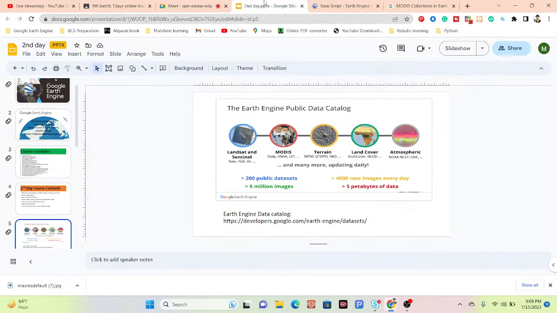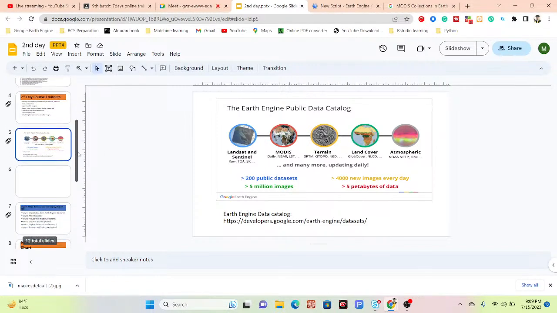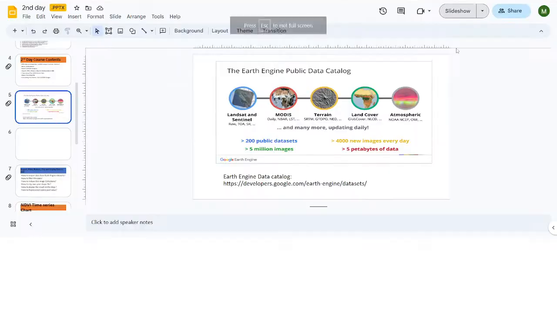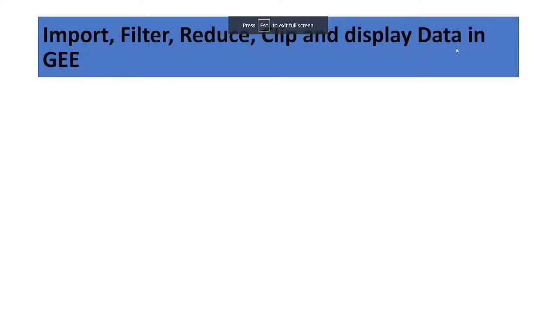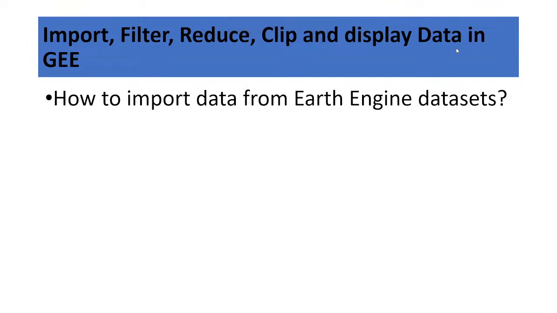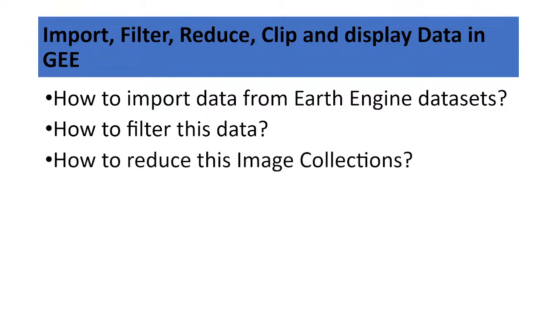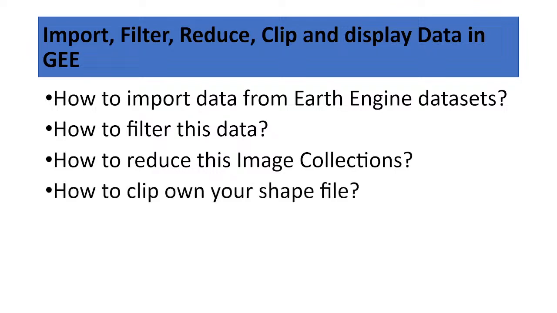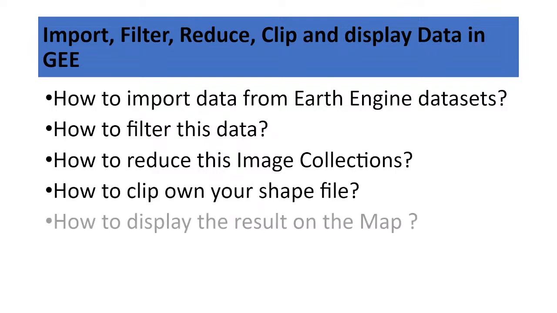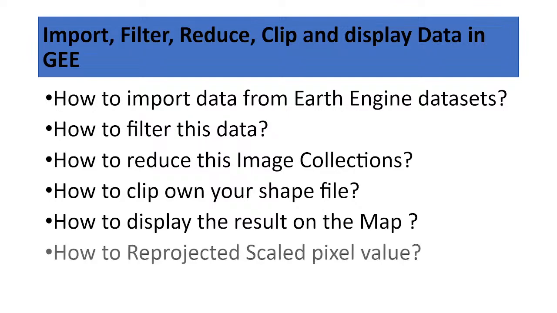Okay, so this time I talk about how we can easily import the dataset. Suppose any dataset, it can be MODIS, it can be Landsat, it can be Sentinel, any dataset, how you can easily import it in your code editor. Then how to filter this data, then how to reduce this image collection, then how to clip on your own boundary shape file, and how to display the result on the map, and how to represent the scale pixel value.